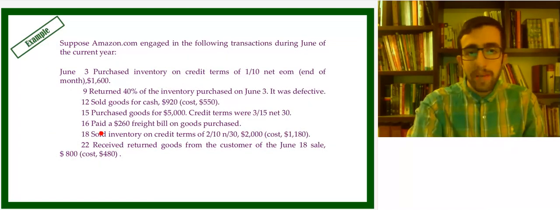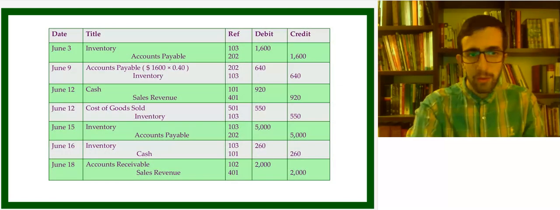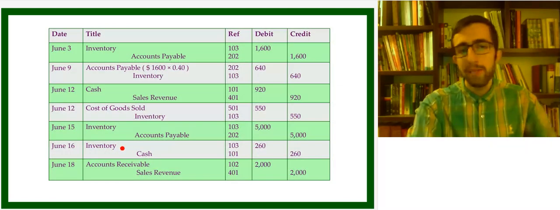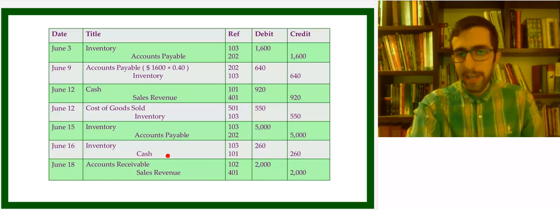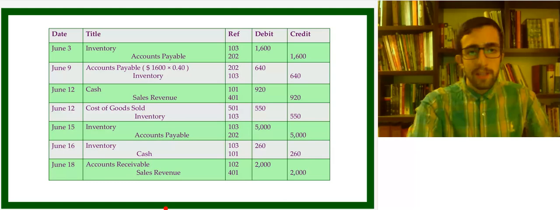The next transaction is that Amazon paid a $260 freight bill on goods purchased. As you know, we should make inventory $260 on the debit side, and cash $260, because we paid cash, on the credit side.